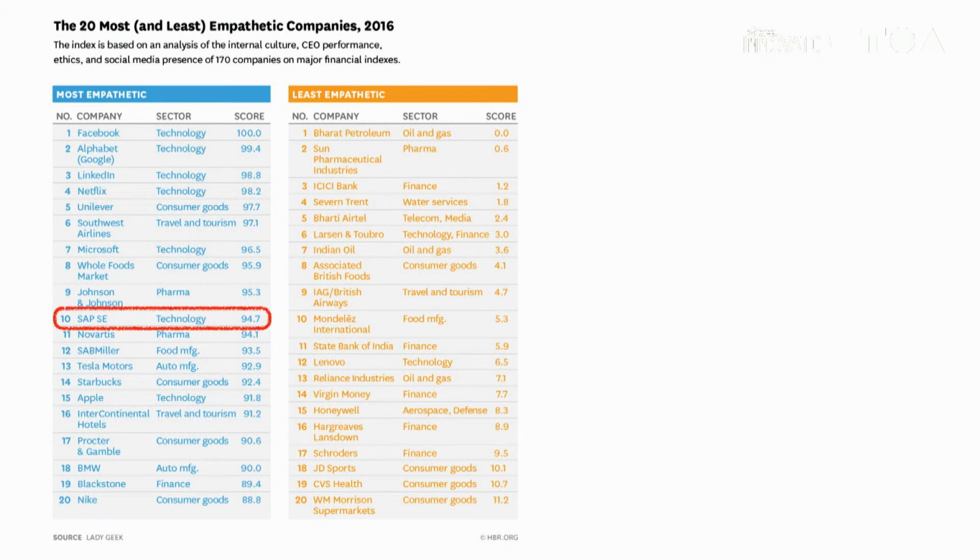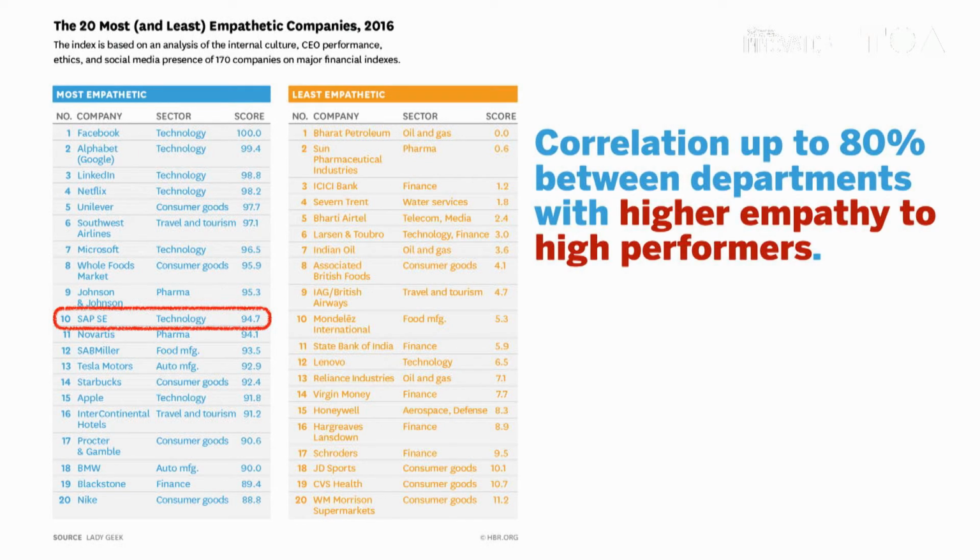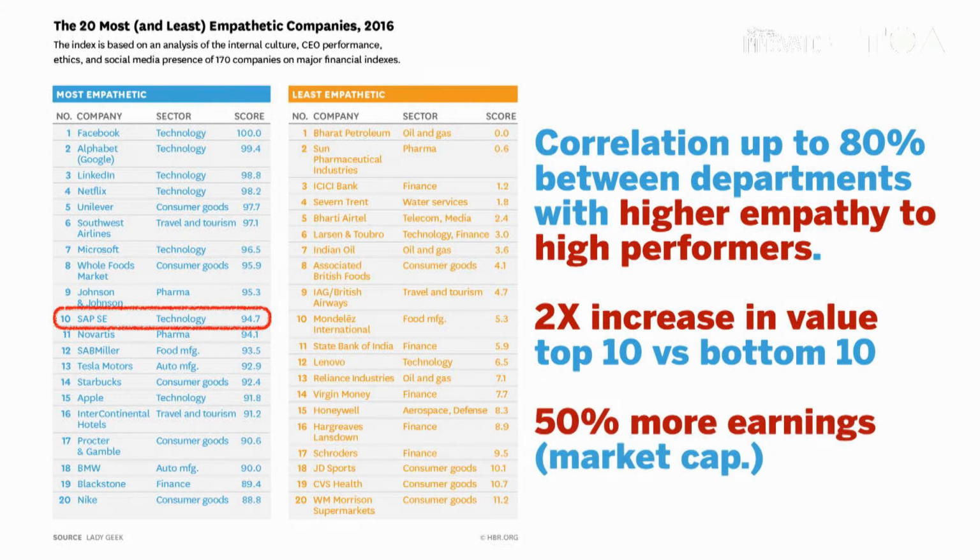I happen to work for a company that is the 10th most empathic in the world, together with Alphabet and Microsoft and LinkedIn and so on. Why is it important? Because empathy is extremely good business. You have higher performance, you increase your value, and you earn more money. Empathy, that human thing, is the bottom line.